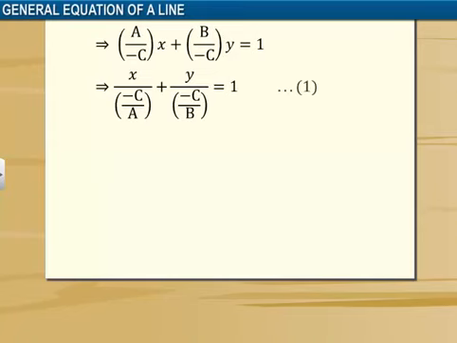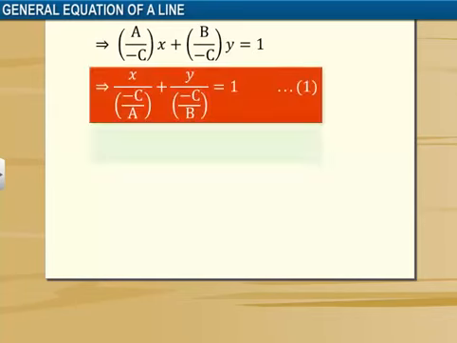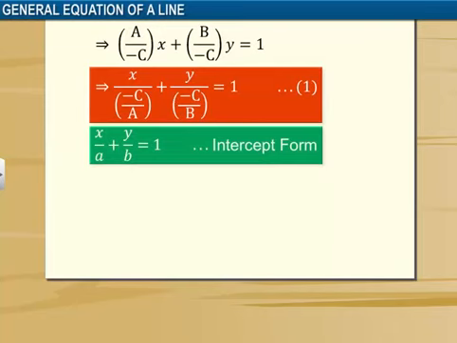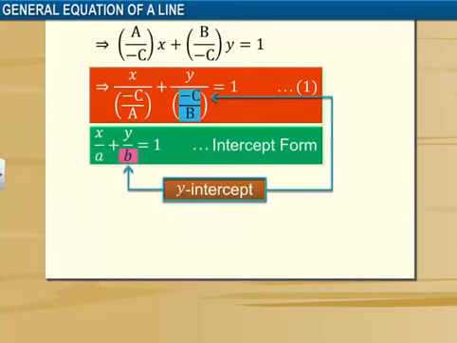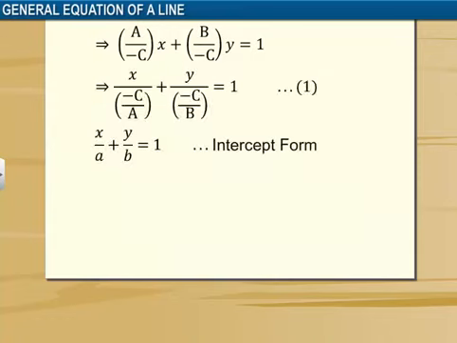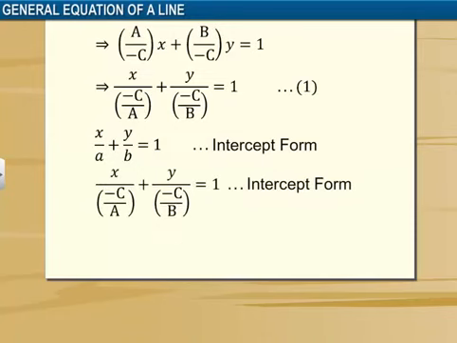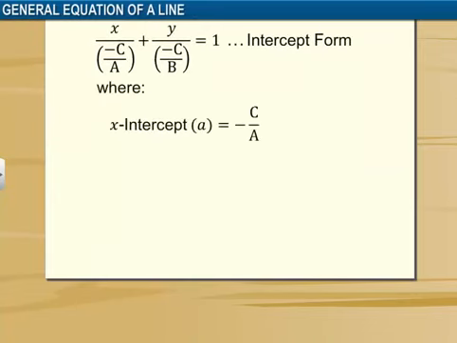we get x divided by minus c upon a plus y divided by minus c upon b is equal to 1. Equation 1 is similar to the intercept form of the equation of a line, where the x-intercept a is given by minus c upon a, and the y-intercept b is given by minus c upon b. Thus, equation 1 represents the intercept form of the equation of a line, where the x-intercept is minus c upon a and the y-intercept is minus c upon b.